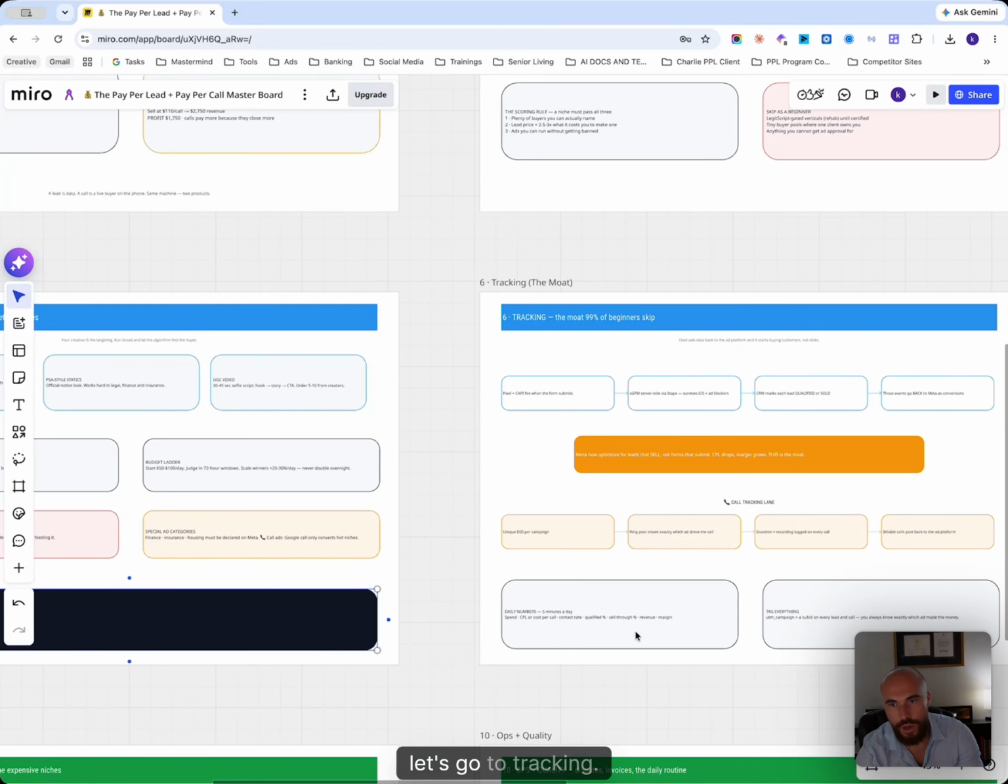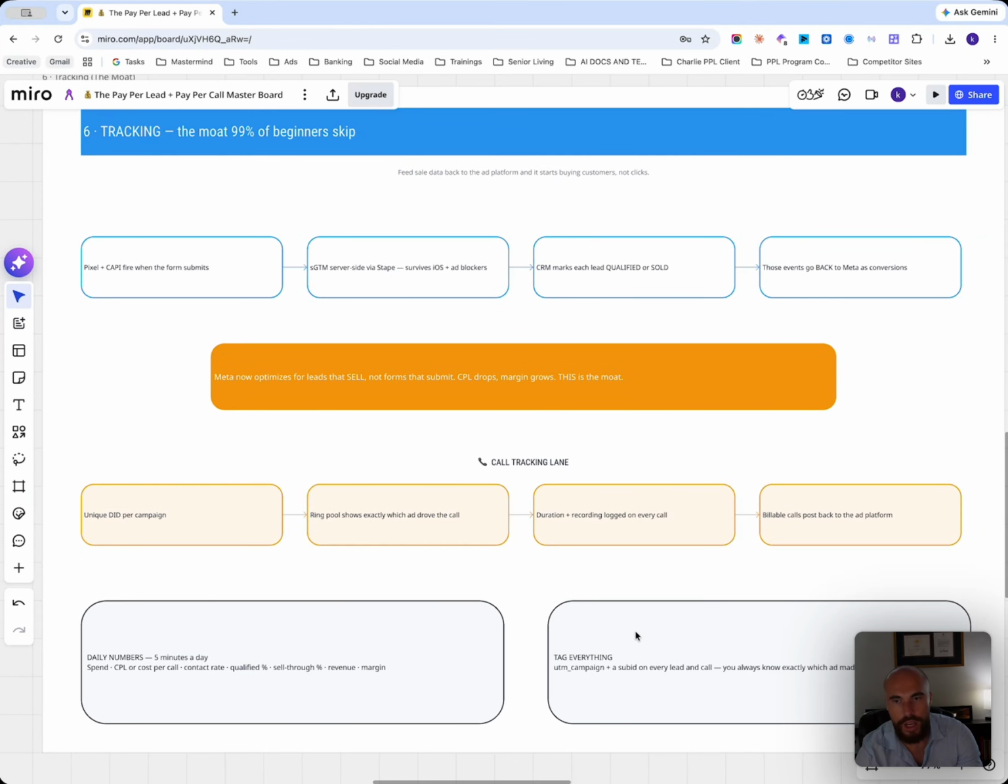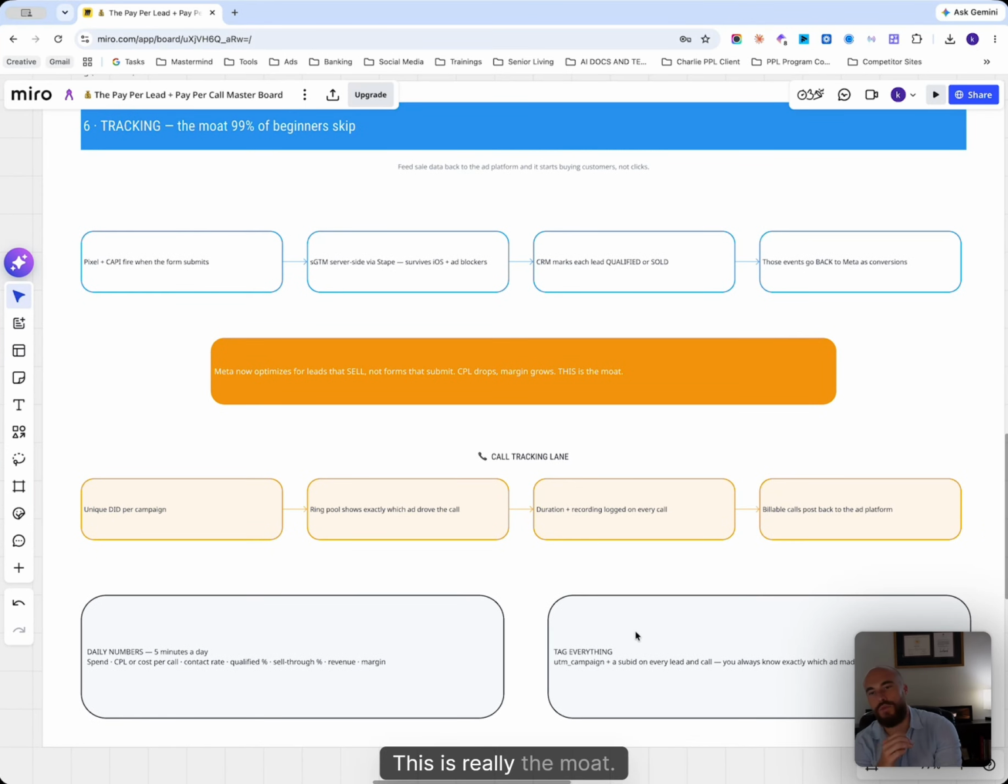Now next, let's go to tracking. So tracking. This is really the moat, okay? The reason I say this is the moat is because this is what 99% of people do not talk about when they're talking about pay per lead or selling leads. You need ridiculous tracking.